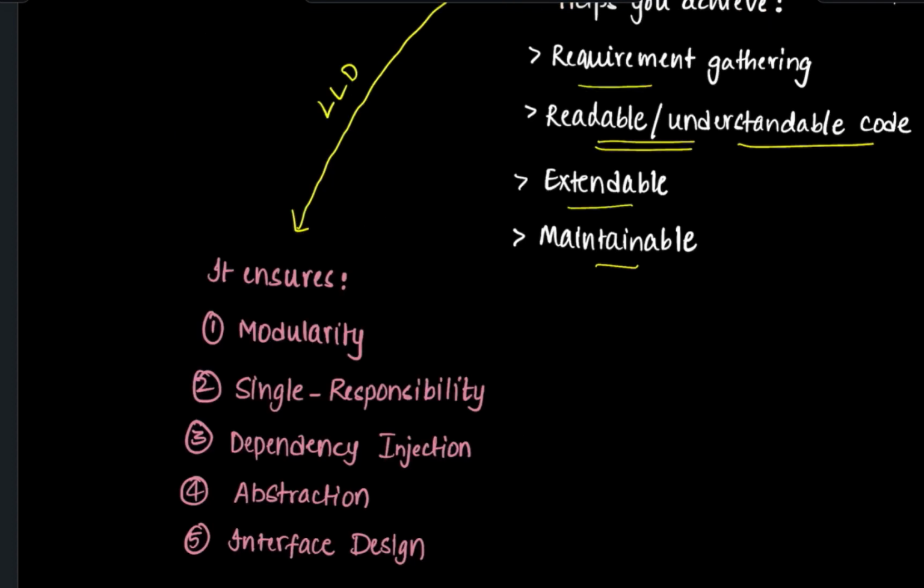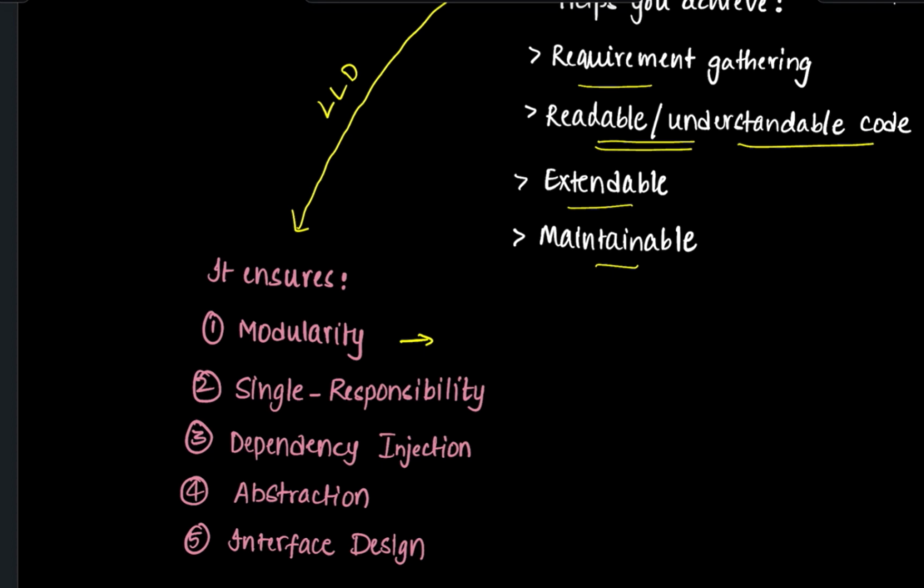Now, low level design ensures modularity, single responsibility, dependency injection, abstraction, and interface design. Modularity is nothing but modules. What is a module? It's a small unit in a code component.